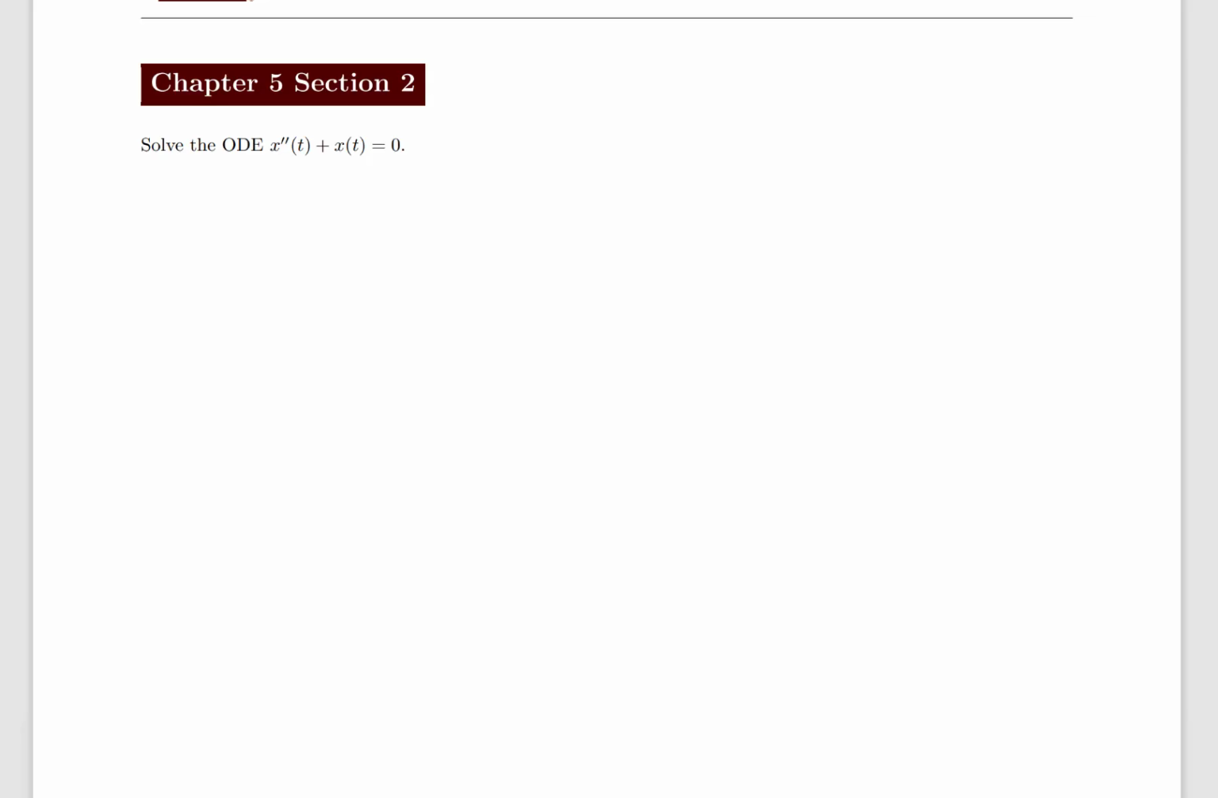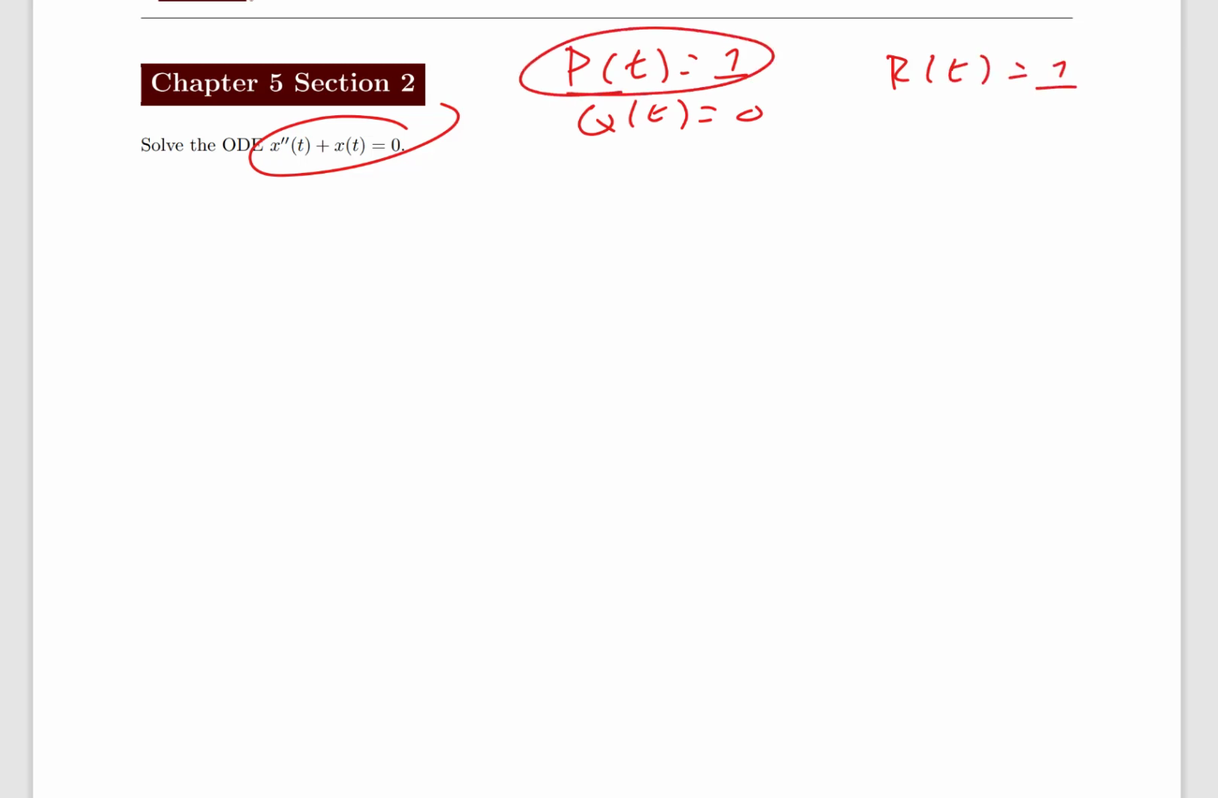Okay, so here is the differential equation that we want to solve. If we want to match it up with the P, Q, and R stuff from the more general equation that I wrote in the previous video, notice that P of t is equal to 1, Q of t is equal to 0, and R of t is equal to 1. Now, P of t is always equal to 1, meaning it's never equal to 0. So every point is an ordinary point.